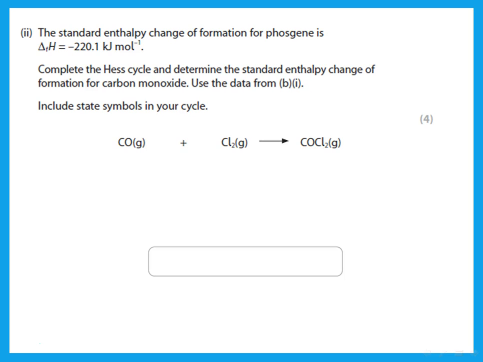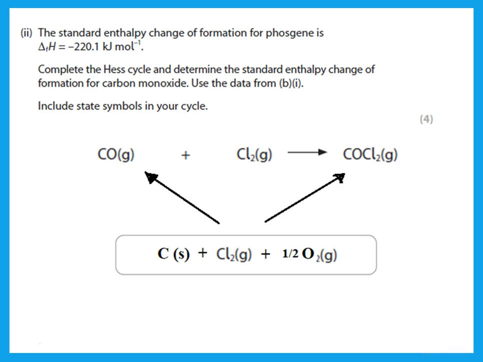So first of all, we're looking at formation, so we need the one at the bottom here to be the basic elements, and we need the arrows to go up. Remember that the elements in the box at the bottom have to be in their standard state. So we have carbon in its solid state, chlorine is a gas, and oxygen is a gas, and we need only 1 oxygen in the product, so I have half of the O2. So this is the basic Hess cycle.